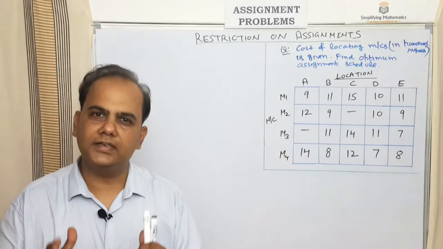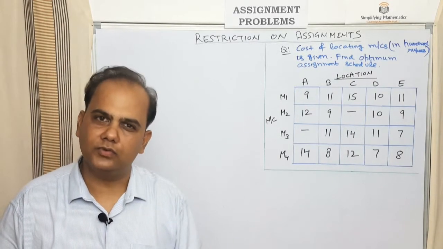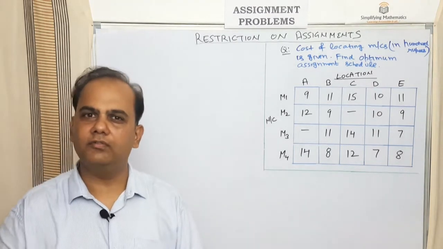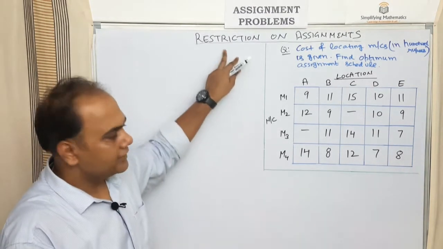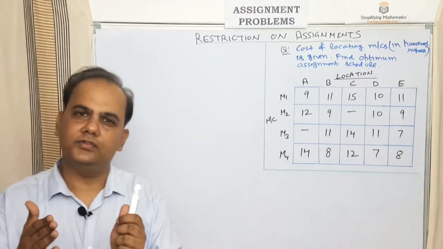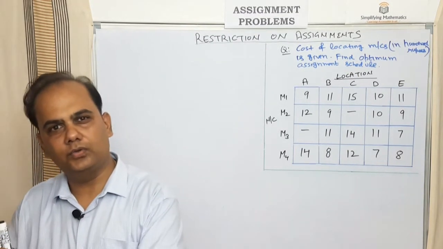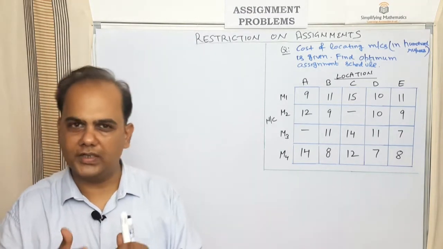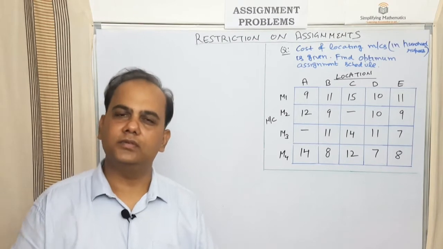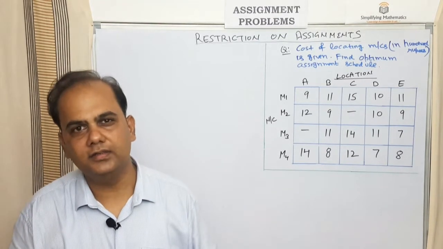In assignment problems, there are certain types of variations, and based on those variations, we have to find the optimum solution. One such variation is when restrictions are given on the assignment. Restriction means that one particular job is not assigned to some particular worker, which may be due to technical reasons or cost reasons. So how do we find the optimal solution when restrictions are given in the problem?